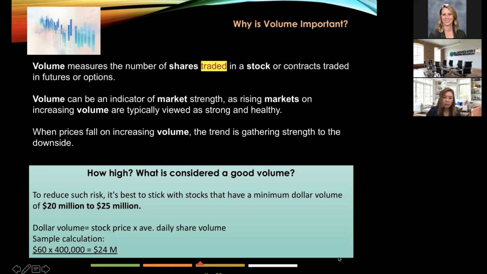A lot of people ask, what is considered a good volume? Well, a good volume should have about 20 million to 25 million dollars in volume. You can do that by calculating stock price times the average daily shares. For example, the stock price is $60 and there's 400,000 shares being traded. That equals 24 million, so that's considered to be liquid. Also, I want you to understand that volume is the number of shares being traded. Traded meaning buying and selling, not just buying, not just selling. So these are the activity.